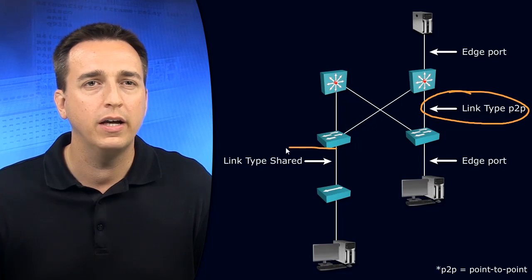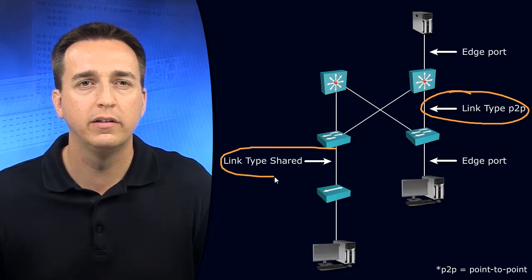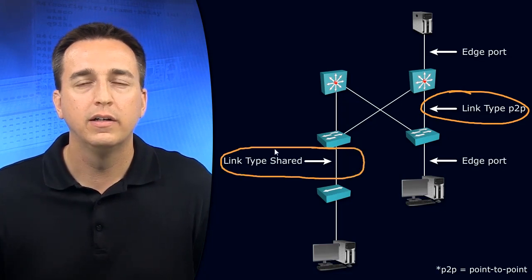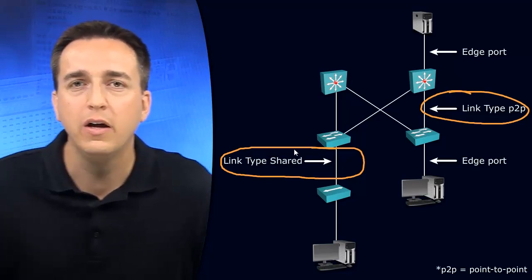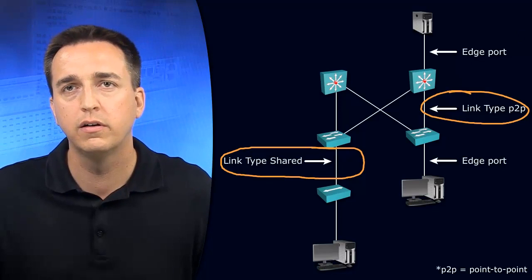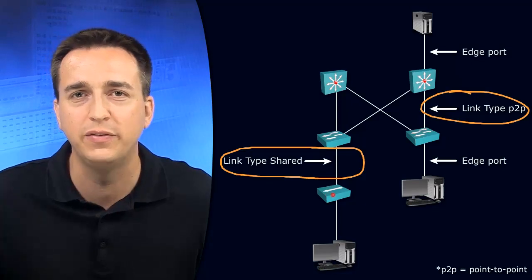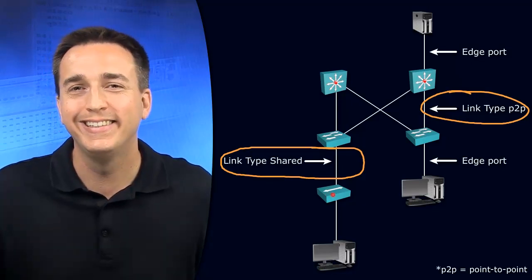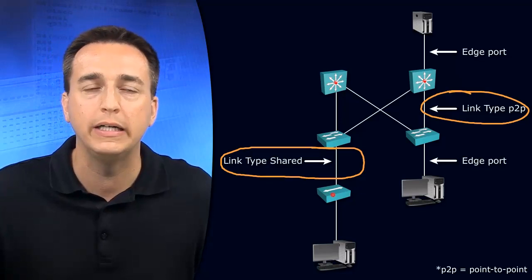this link type of shared. How do we get a link type of shared? Pay very close attention to the graphic you see, folks. What is this device? It's a hub. That's what it is.